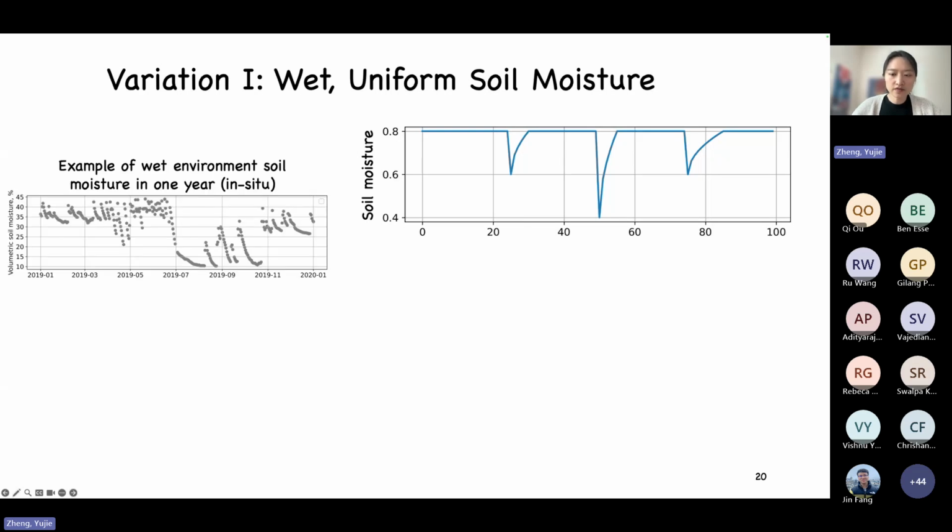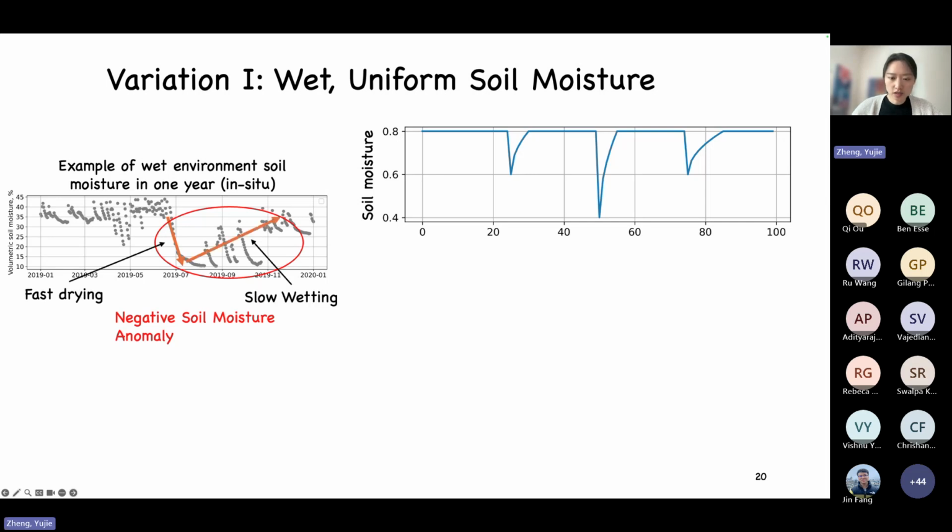So this is an example of in situ soil moisture measurements in a wet environment. And this is for 1 year. And you can see one negative soil moisture anomaly that lasts about 4 months between July and November. And this is typically caused by evapotranspiration exceeding precipitation, and they typically last much longer than soil moisture anomalies for that reason. And you can see that it has the signature of fast drying and slow wetting.